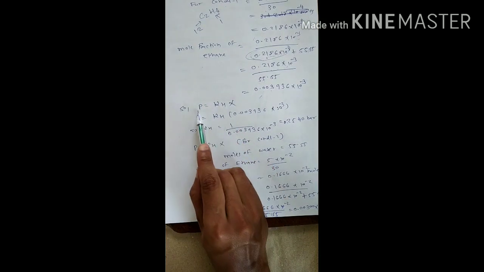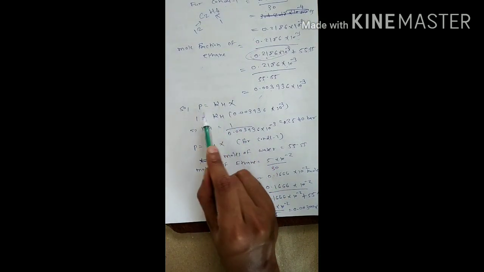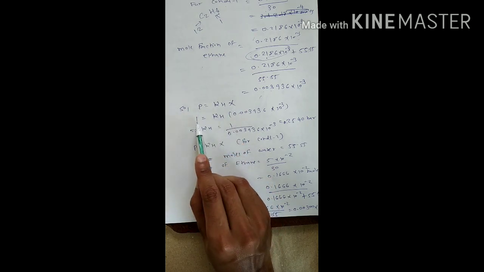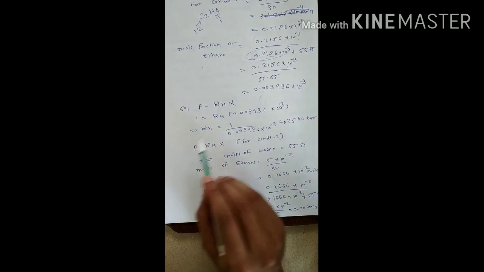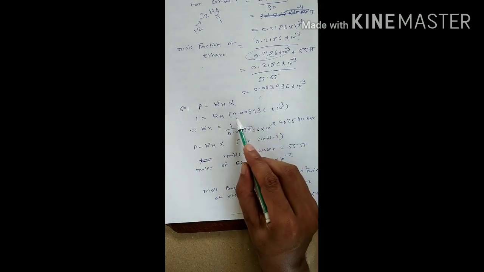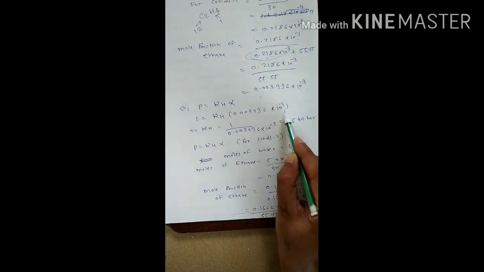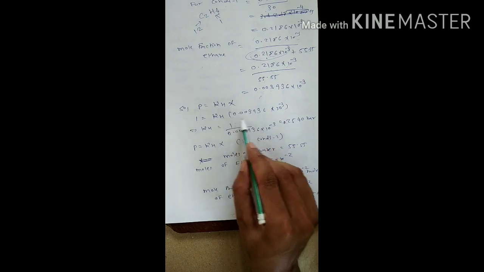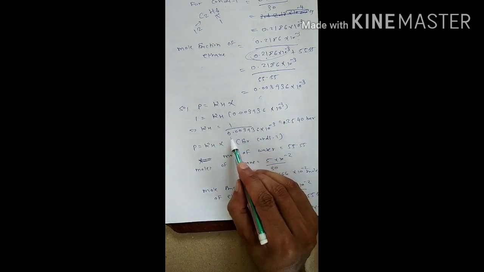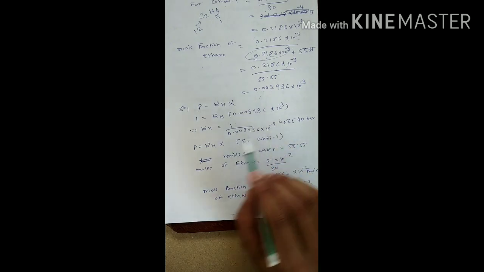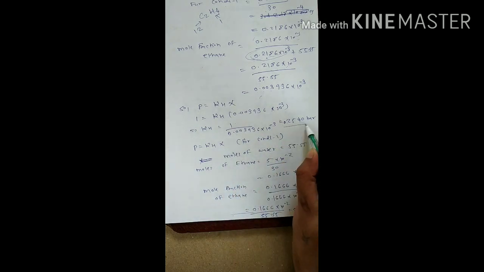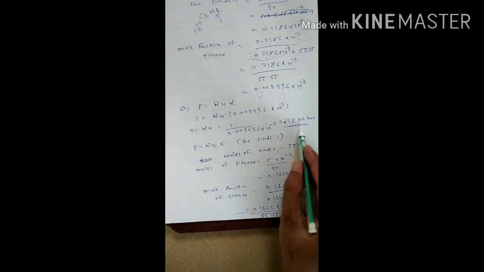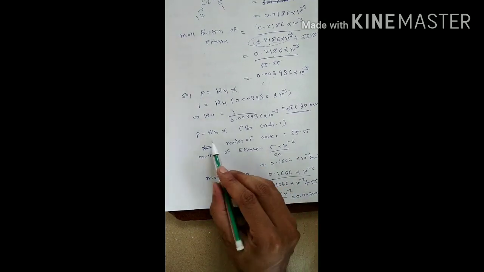Now this was Henry's law: P is equal to Kh into X. P is 1 bar, given in the question. Kh we want to find out. Mole fraction we derived as 0.003936 into 10 raised to minus 3. So what is Kh? Kh is equal to 1 divided by 0.003936 into 10 to minus 3. You will get 0.2540 bar. That is the Kh value.